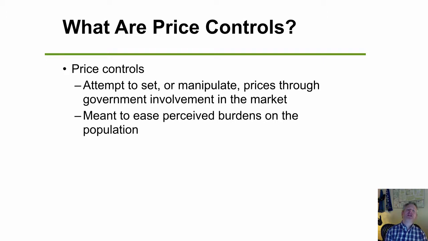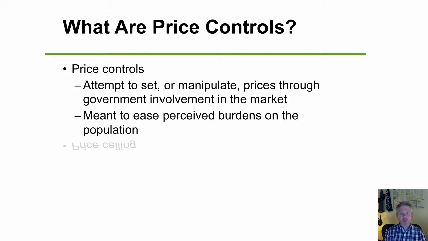The minimum wage is another sort of price control. The idea is that if wages are too low, people can't afford to live, so we'll force the price to be at a certain level or above. And we're going to talk about those two examples later on, but for now we're just going to talk in general about price controls.